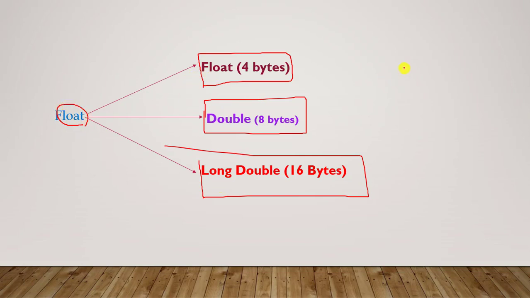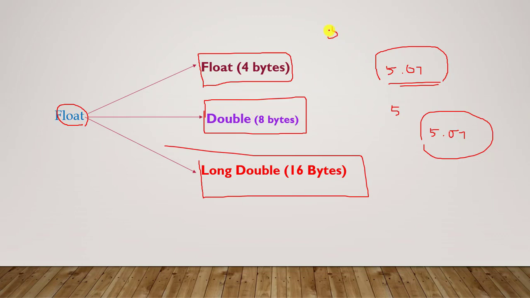If you wanted to store real numbers, what does it mean, real numbers? A number with a decimal value. If you wanted to store 5.07, this is not an integer number, this is a real number. What is an integer number? When you say 5, it is an integer. When you say 5.07, it is not an integer, it is a real number. So if you wanted to store real numbers, you can use the data type called float or double or long double. So what is the difference between float and double?